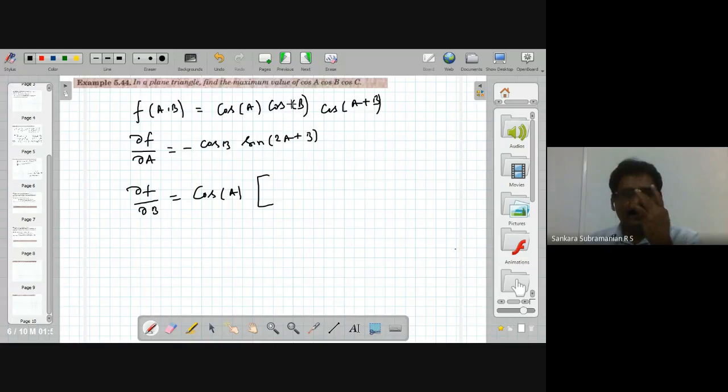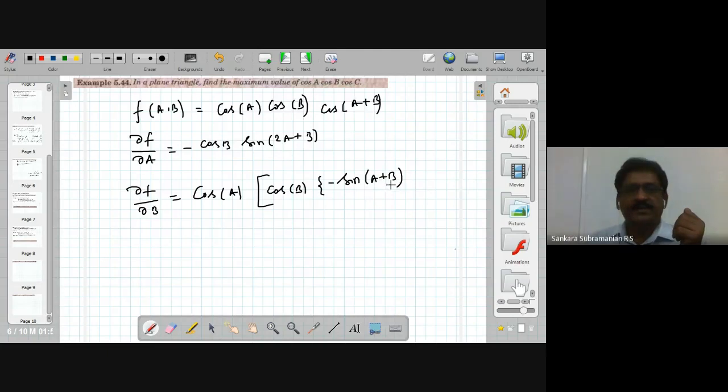And here you have the UV method, right? You have to fix cos B and differentiate cos of A plus B. You get minus sin of A plus B into the differentiation of A plus B with respect to B, which is 1. Plus, fixing cos of A plus B and differentiating cos of B, you get minus sin of B.